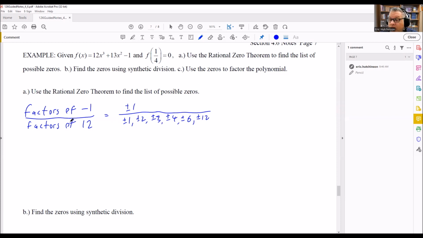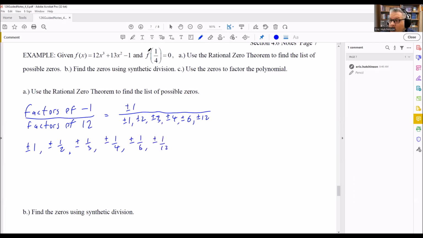So now we want to write the list of zeros. You're just going to take 1 and divide it by everything that you see here. And we'll just do the plus or minus in front of each one. So plus or minus 1 over 1, so just 1. Plus or minus 1 over 2. Plus or minus 1 over 3. Plus or minus 1 over 4. Plus or minus 1 over 6. And plus or minus 1 over 12.